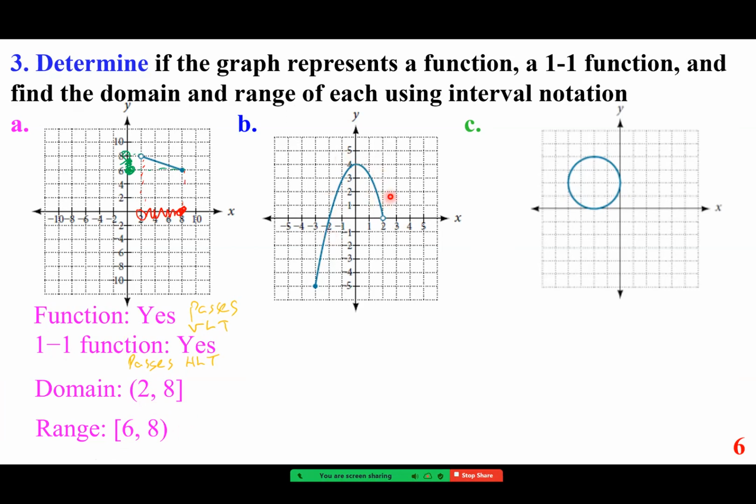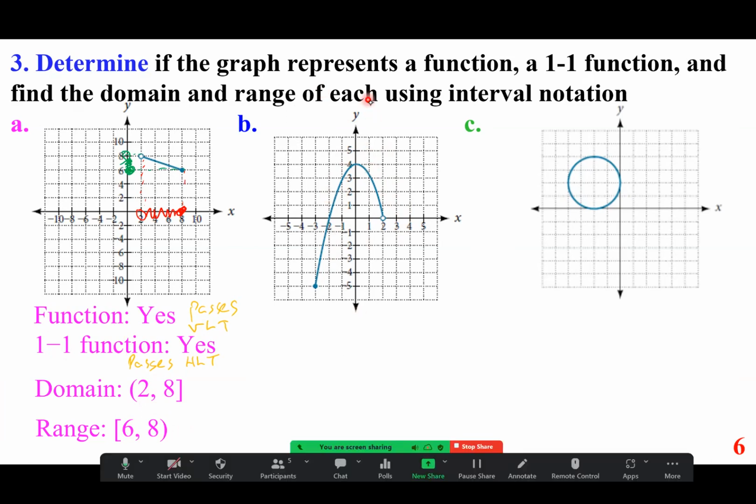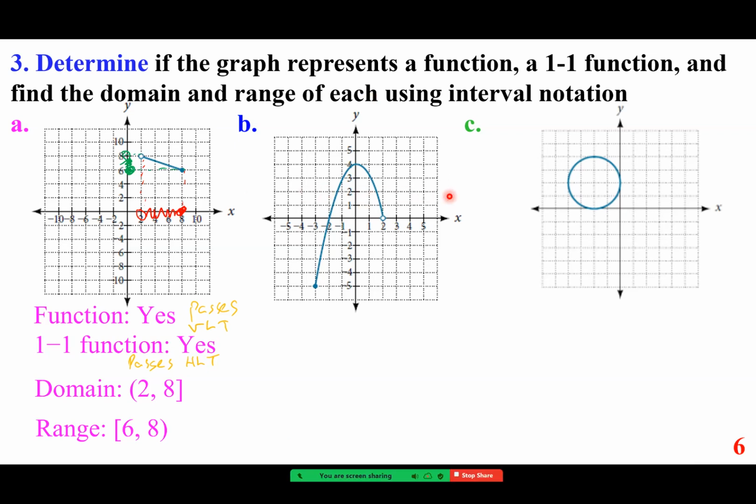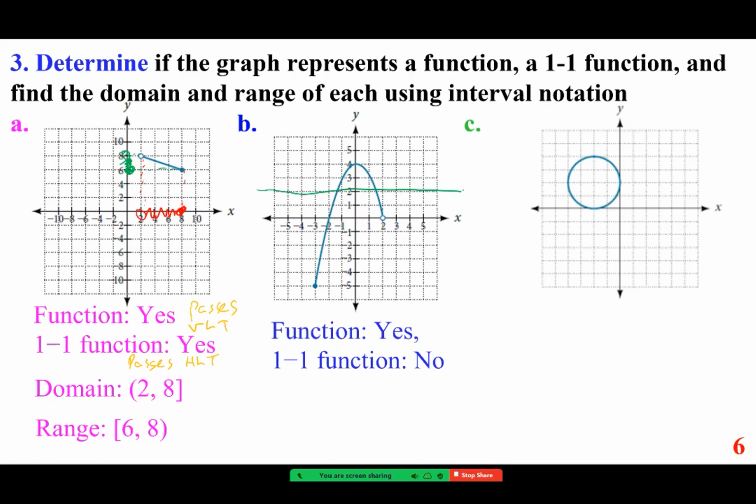Is this representing a function? Yes. Can you come up with a vertical line that crosses the graph more than once? No. Yes, it's a function. But look at this line. If I draw a horizontal line, it fails. Is it a function? Yes. Is it a one-to-one function? No. So it passes the VLT and it fails the HLT, and therefore it is not a one-to-one function.